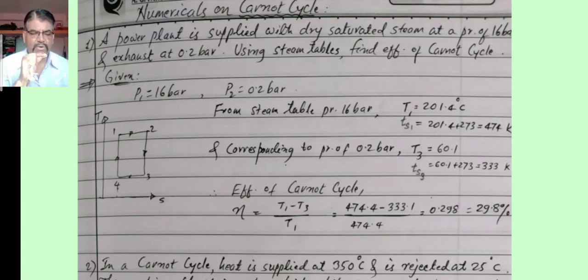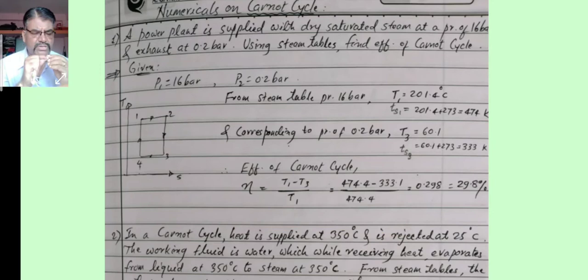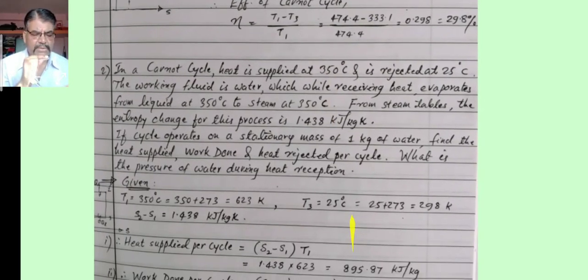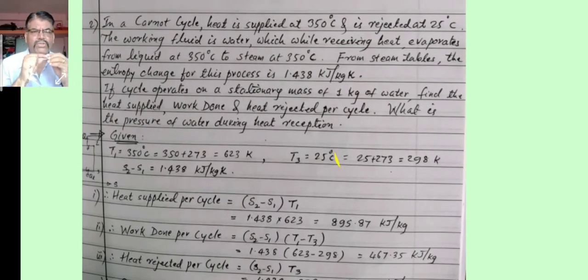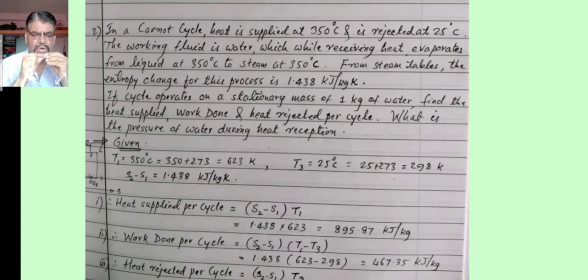Now simply we have to calculate the efficiency, so the formula is efficiency is equal to higher temperature minus lower temperature divided by higher temperature. By putting the values, you can calculate the efficiency is 29.8%. Now one of the second numerical I'll read for you.